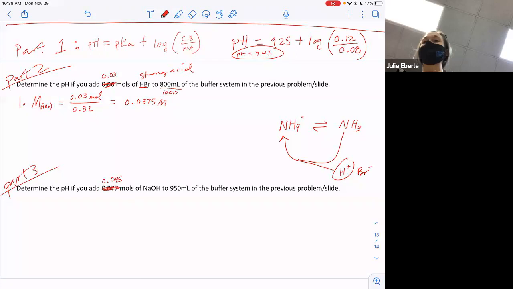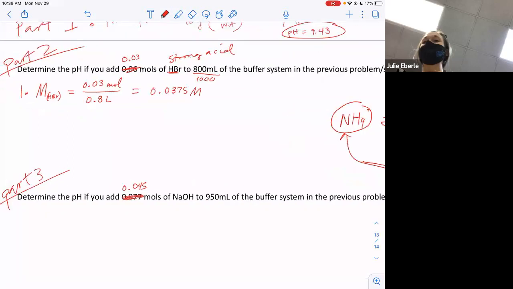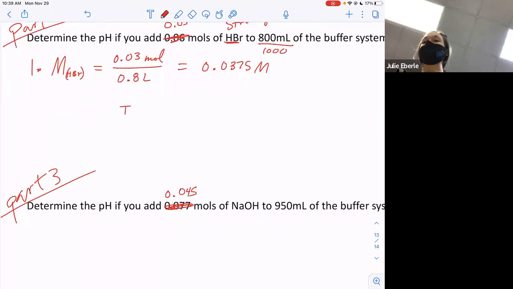So we need to set up an ICE chart to see how the concentrations of these things are going to change once all of this HBr is neutralized. We get those new concentrations, we plug them into Henderson-Hasselbalch, we calculate pH. That's what the ICE chart is for. So step 2 is set up your ICE chart.